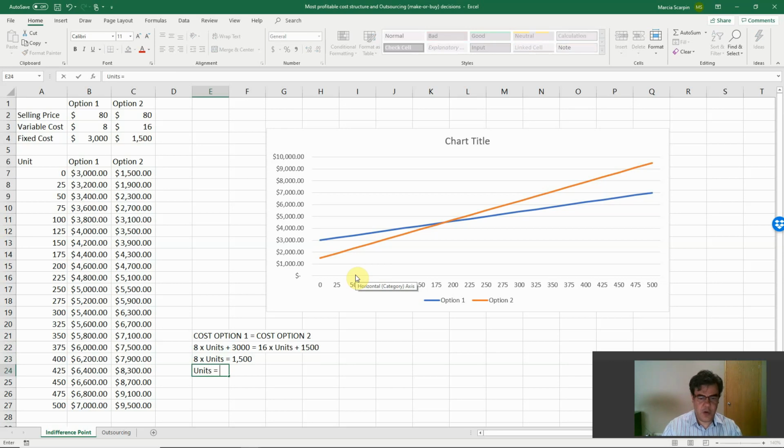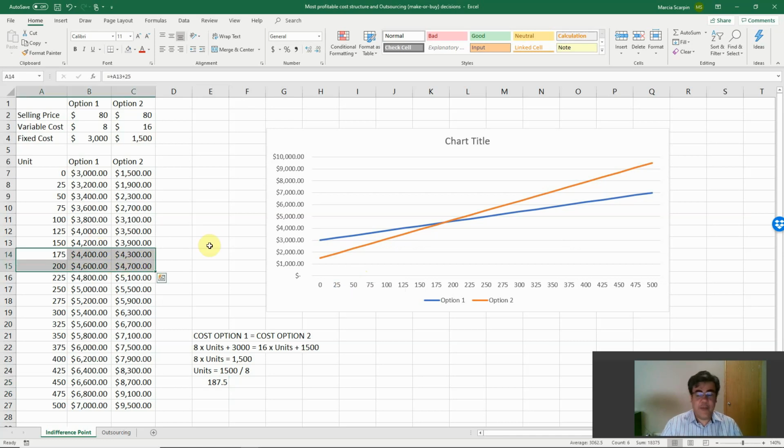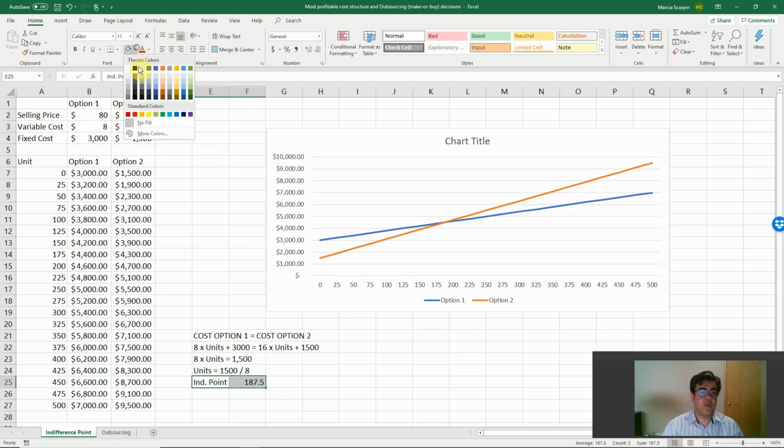Units equal 1,500 divided by 8. And then units, we have here equal 187.5. As we supposed, between 175 and 200. So let's make it more beautiful. Our indifference point is 187.5.